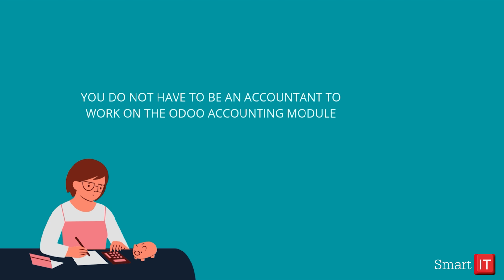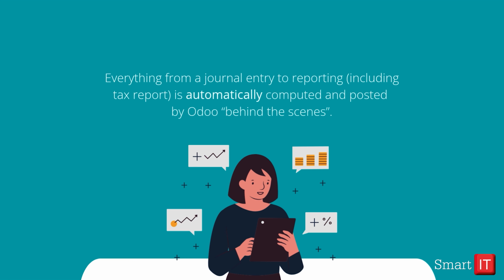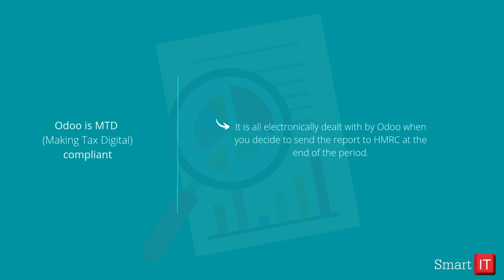The next concept is tax computation and report. As mentioned earlier, you do not have to be an accountant to work on the Odoo Accounting module. This is because there is barely any instance when you will be manually posting any journal entries or reports on Odoo. Everything from a journal entry to reporting, including tax report, is automatically computed and posted by Odoo behind the scenes. Odoo is MTD, or Making Tax Digital, compliant, which means you do not have to extract the report from Odoo to submit it to HMRC.